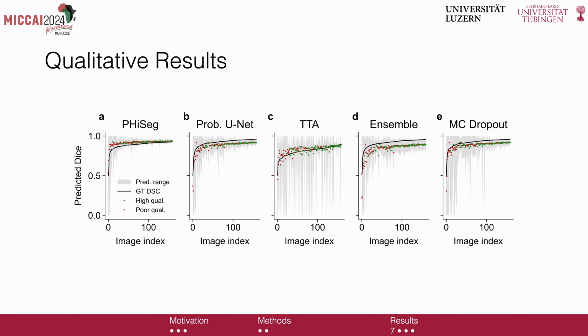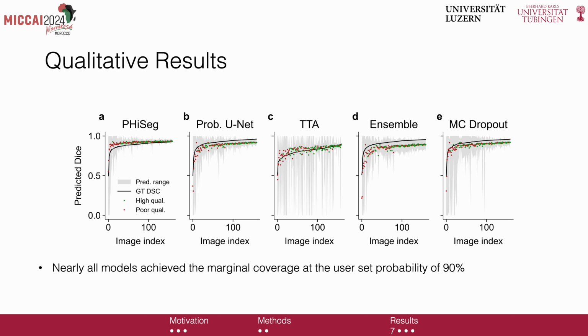To give you an idea of what this looks like, I would like to present the qualitative results on the test set. We compare 5 different commonly used probabilistic models to obtain the performance estimation ranges. Each value on the x-axis represents one image. The scattered points denote the predicted DICE, and their color indicates the quality of the image. The better I align the scatter points with the ground truth DICE line in black, the better the performance prediction. The gray shaded area shows the predicted range.